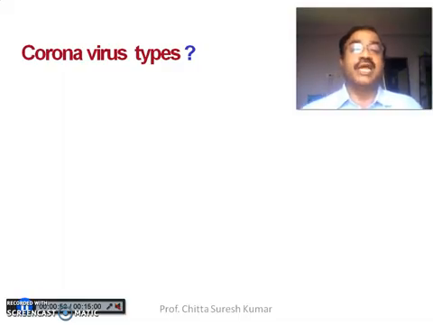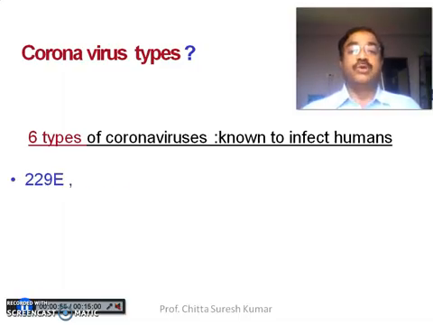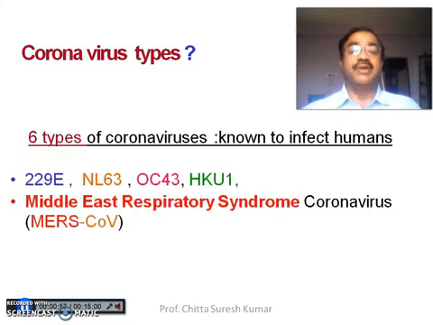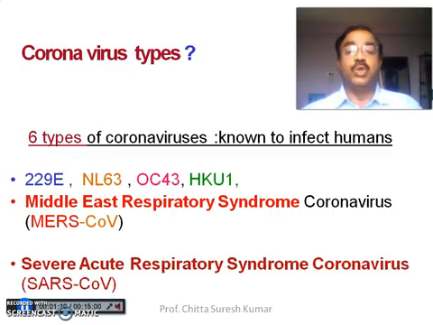Then, if you look at the types of coronaviruses, people have reported 6 types of coronavirus known to infect human beings: 229E, NL63, OC43, HKU1, and the very famous MERS-CoV, that is Middle East Respiratory Syndrome, and SARS-CoV-2, that is severe acute respiratory syndrome coronavirus.